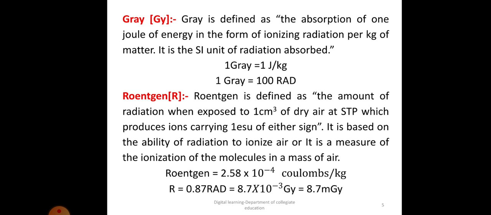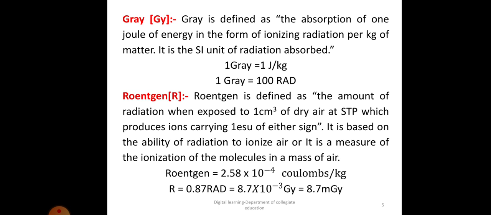Rontgen. Rontgen is defined as the amount of radiation when exposed to 1 cm cube of dry air at STP, which produces ions carrying 1 ESU of either sign. It is based on the ability of radiation to ionize air, or it is a measure of ionization of the molecules in a mass of air. Rontgen is denoted by the symbol capital R.